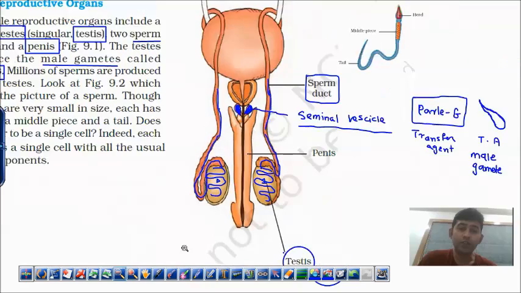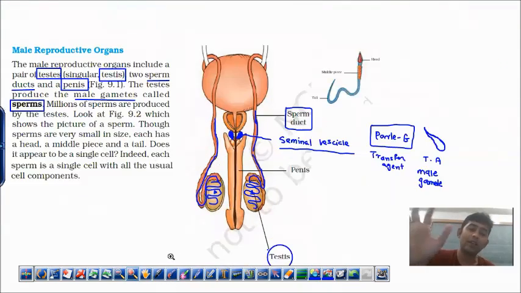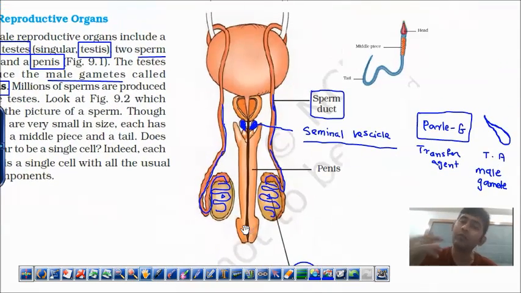Apart from this, let's say this boy got married after 3-4 years. Now he wants to become a father. What will he do? And how will the sperms come out of his body? The sperms which are stored here will come out from this route. जहां से बॉयज को यूरिन होता है, वो सेम प्लेस से स्पर्म्स भी निकलते हैं.